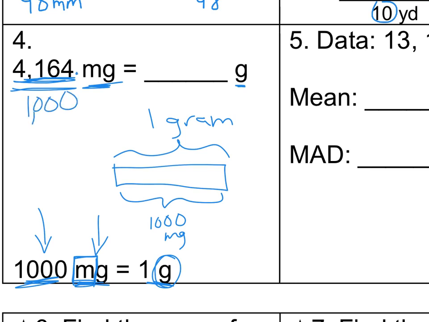which is just taking the imaginary decimal at the end of the 4 back 3 place units, right? That's our cheat code with dividing by powers of 10. However many zeros there are is how many times you move the place value. And when you're dividing, you're moving it to the left. When you're multiplying, you're moving it to the right. So our answer is 4 and 164th, or 4.164 grams, is equal to 4,164 milligrams.